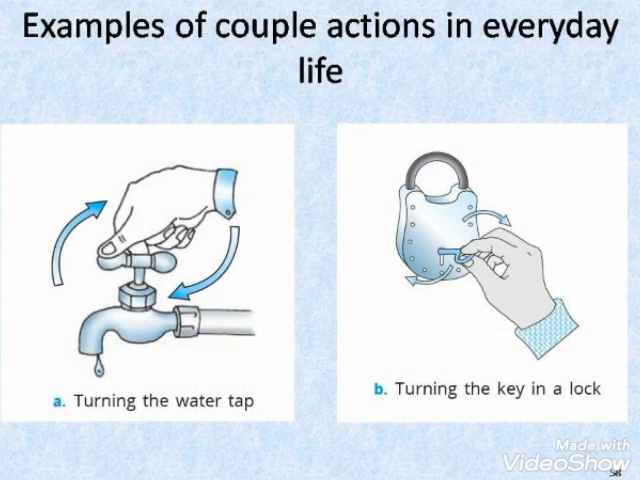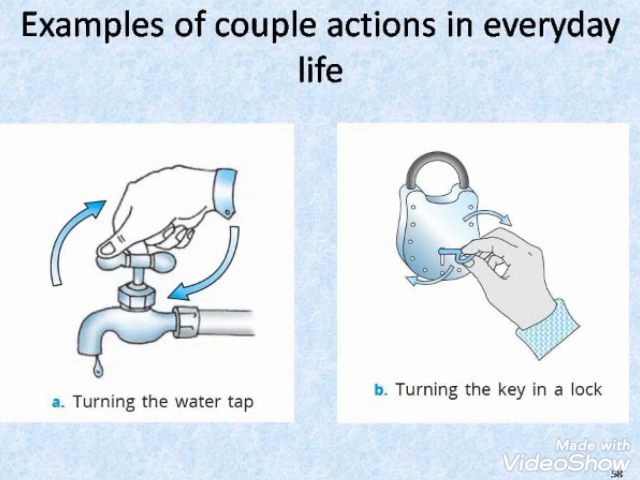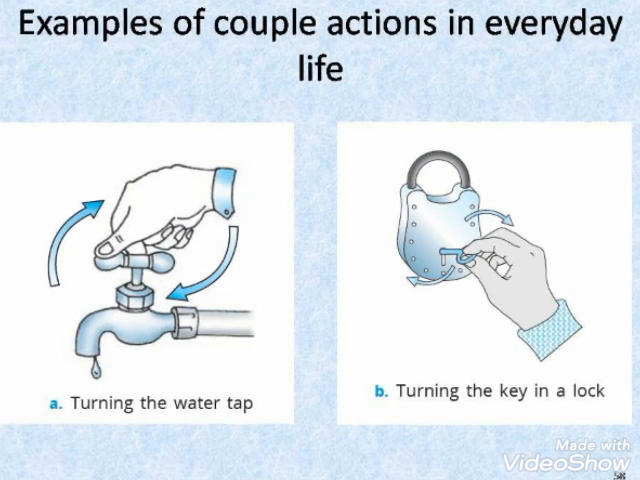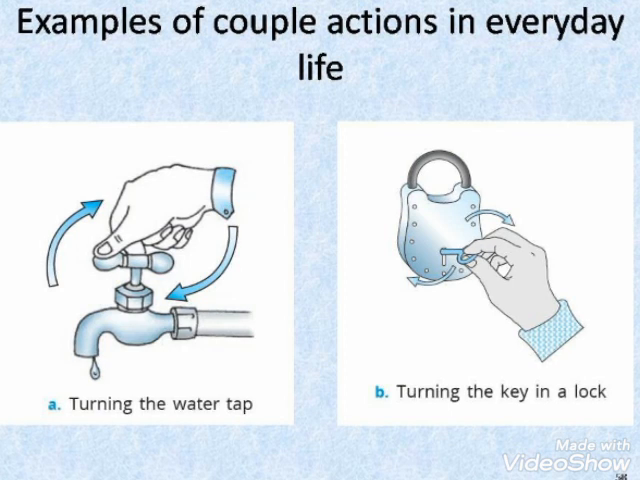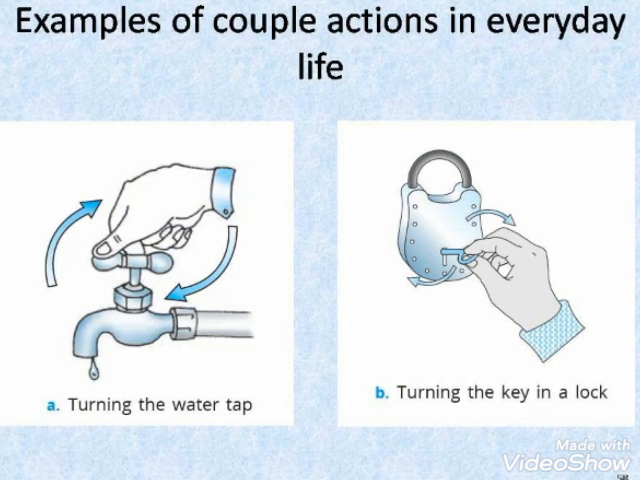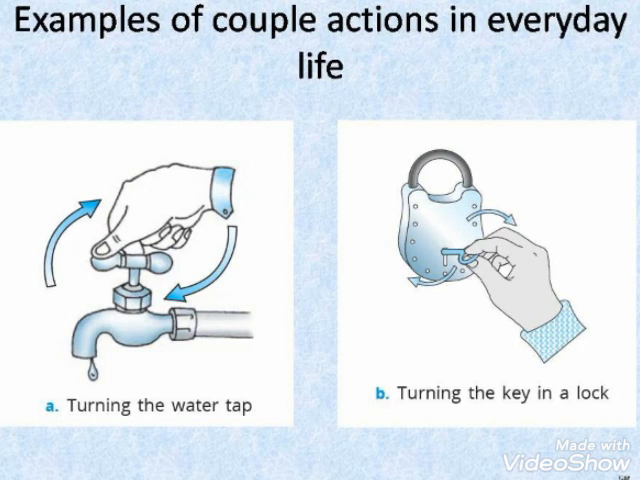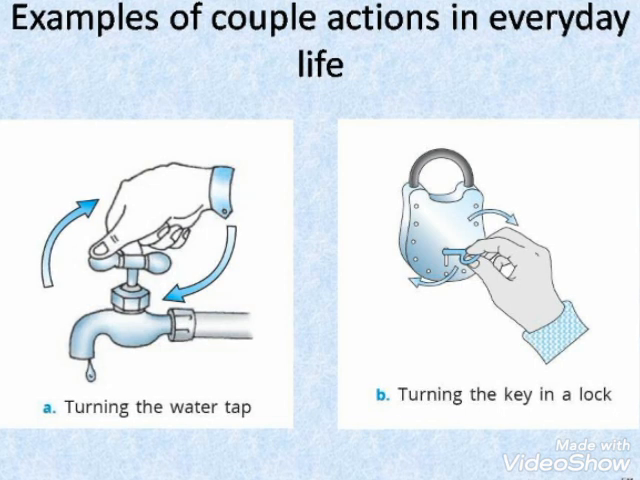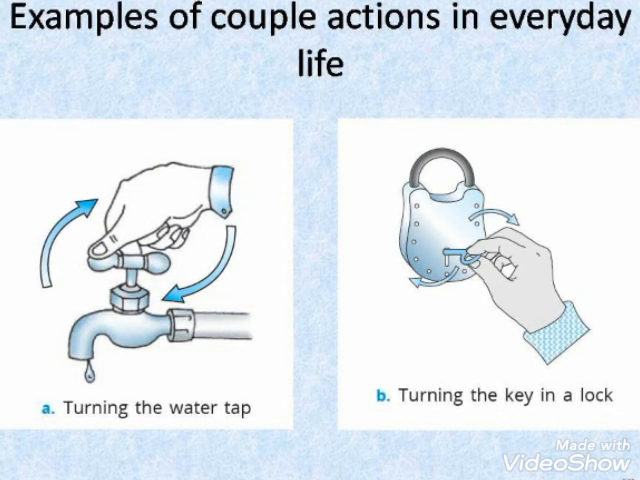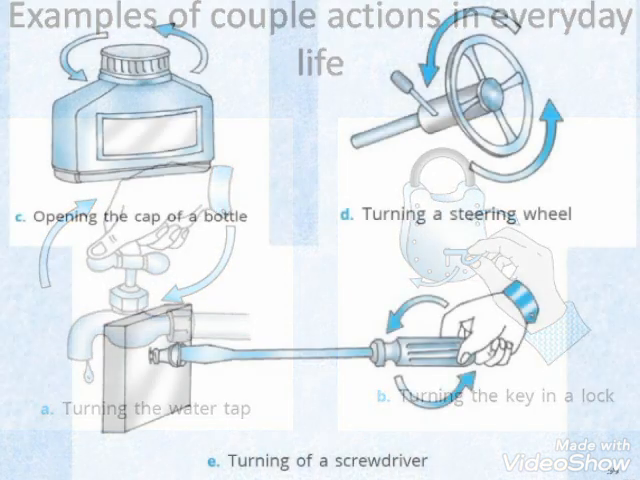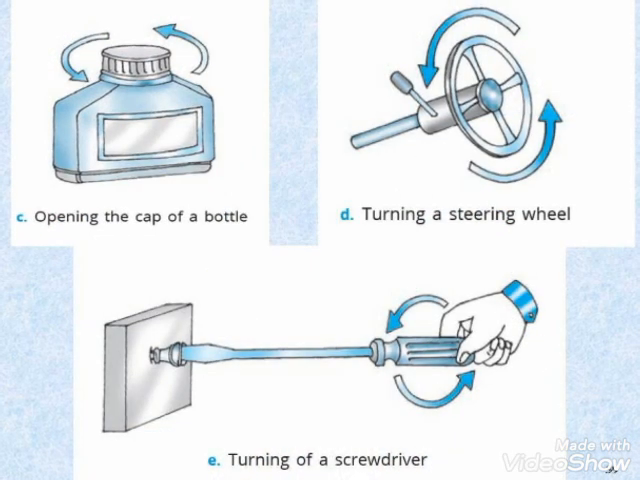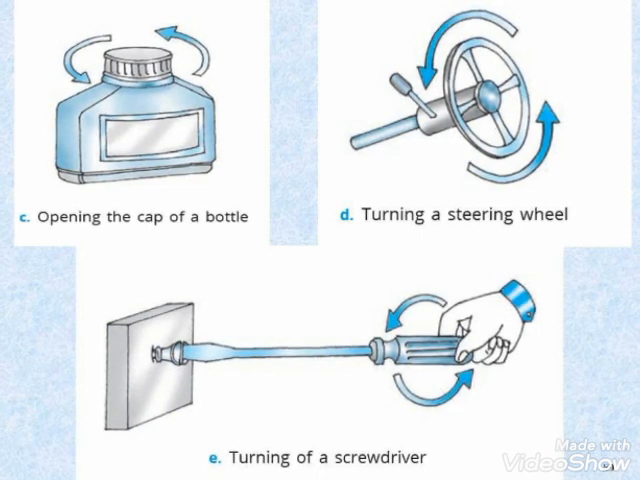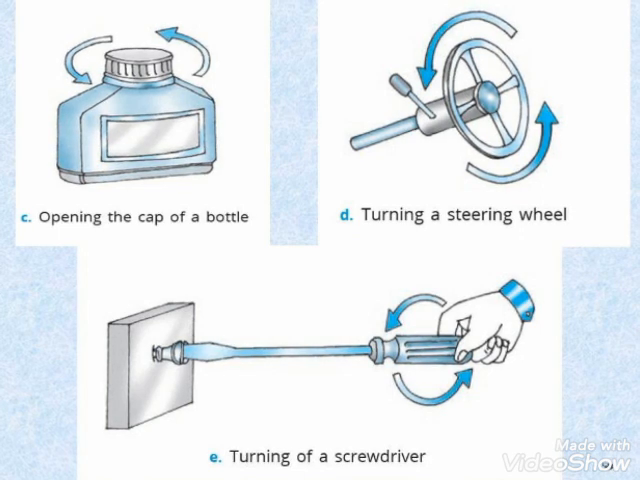Now, examples of couple actions in our everyday life. Whenever you are opening a tap, turning the water tap open, you are using two fingers at two opposite ends of the tap, and you are moving them in opposite directions. As a result, two equal forces are able to move the tap and we are opening it. In the same case, whenever you are turning the key in a lock, you are holding the key in two fingers, thumb and forefinger, and you are opening it. When we are opening the cap of a bottle, the same thing, the forces that we are applying through our two fingers, the thumb and the forefinger, are in the opposite direction.